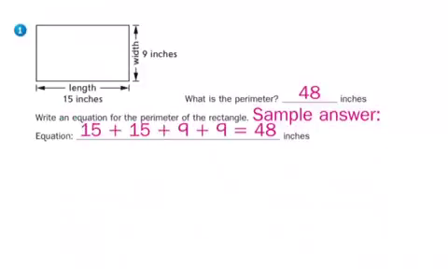Here's what we would say. 48 is the perimeter, 48 inches that is. And an equation that we could have written would be 15 plus 15 plus 9 plus 9 equals 48 inches. I hope that makes sense to you.